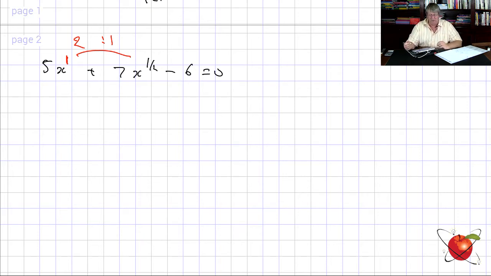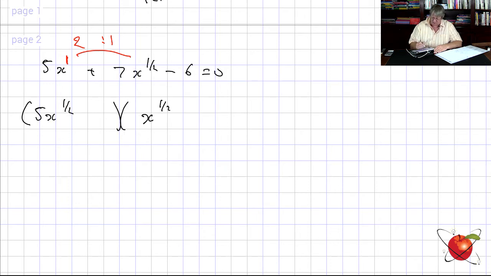There's two ways of doing this, all right? First of all, we can say, well, it's a quadratic using 1 and its half there. So what we would do is we would make this like this. We could pretend, okay? But I don't like that. I prefer to say this is going to be 5x to the power of a half, and over here, x to the power of a half.